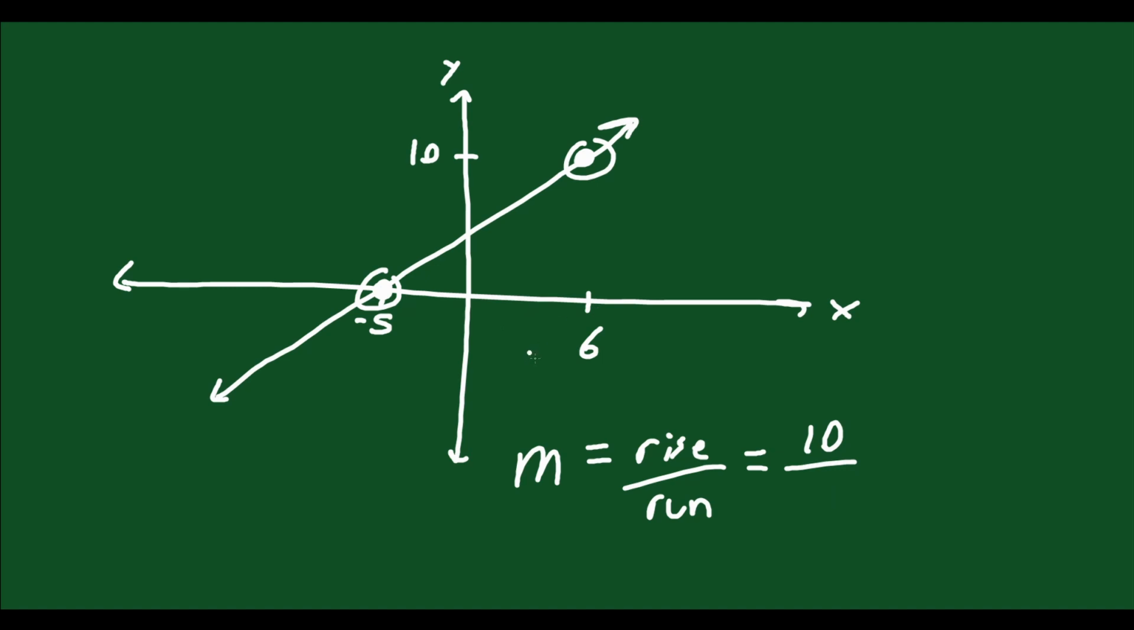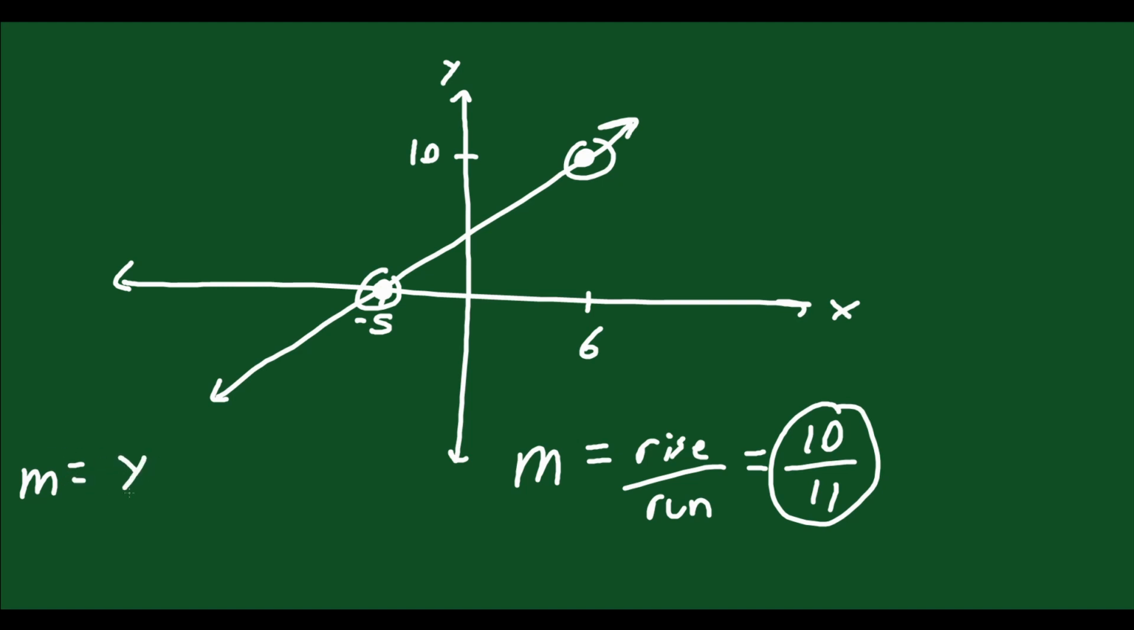Now what's the run? Well, how much did you move to the right from this point to that point? Well, you moved 5 and then 6, right? So this total length is going to be 11. So your run would be 11. So your slope is 10 over 11, right? That's your slope.